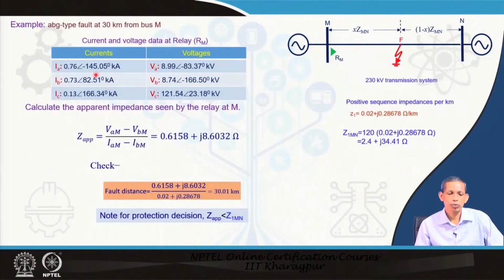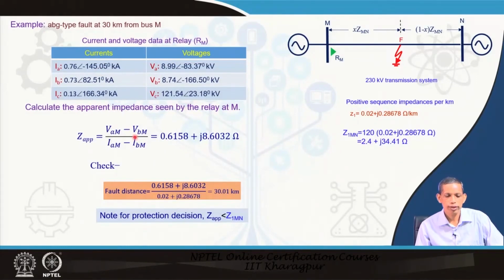Now, let us see an example. An ABG fault, same point 30 kilometers, and the corresponding fault data and voltages are provided here. So, fault is in A and B, that is why the voltages in A and B have gone down and currents are up. Now, we will calculate the apparent impedance for this case as seen by the relay. Data for the line are provided as we have seen earlier. Z apparent equals, this is an AB fault, so the corresponding relation is V A minus V B upon I A minus I B.